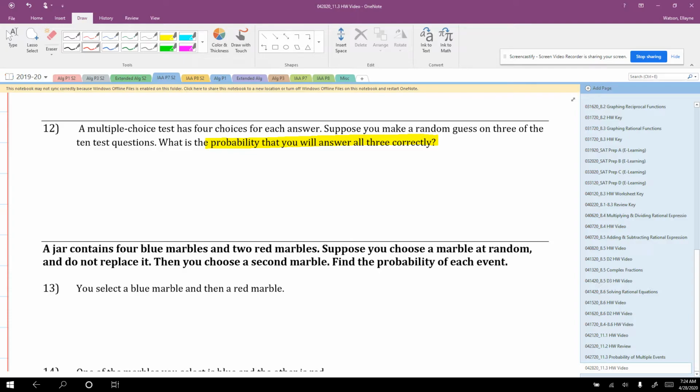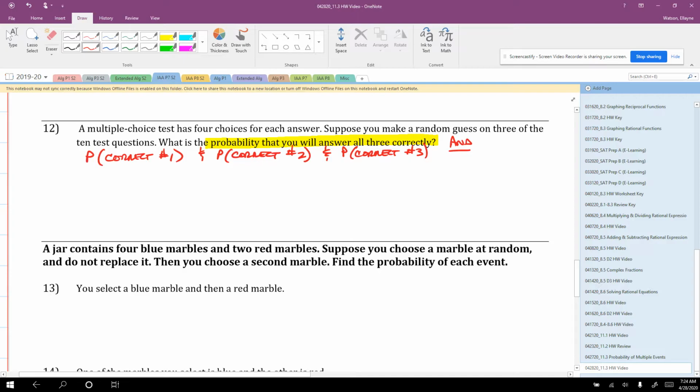Okay, and so the way I'm going to do this is an "and" statement, right? Because you're answering all 3 correctly. Definitely multiple events, but it's an "and" statement. So it kind of looks like this. Probability of correct on number 1, and probability of correct on number 2, and probability of correct on number 3.